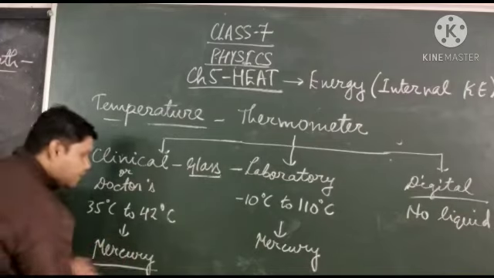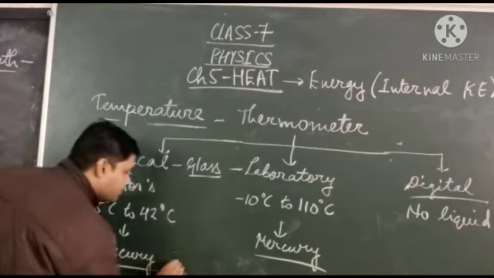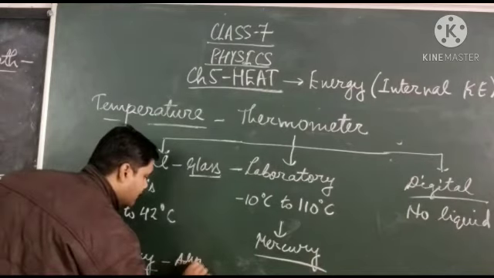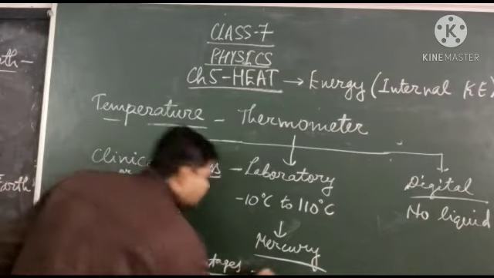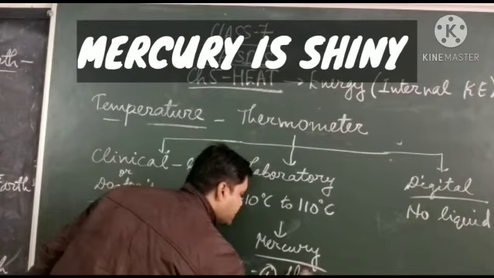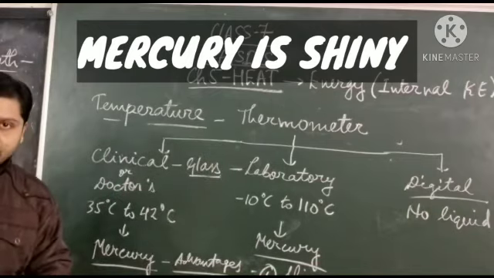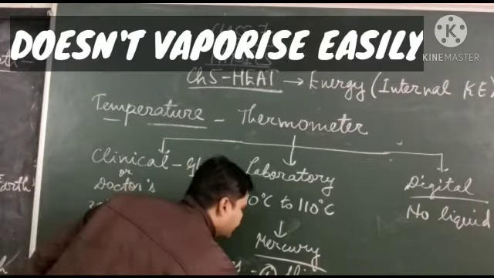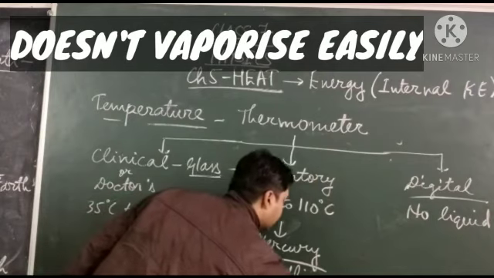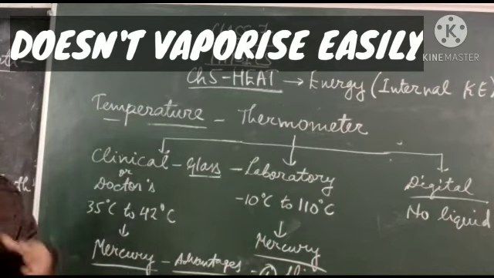And why is only mercury used? Why not any other liquid? Because of some advantages of using mercury as a thermometric liquid. First advantage is that it is shiny. Because of its shininess, we are able to get the correct reading. Second, it does not vaporize easily. It does not vaporize because its melting point and boiling point are very high.